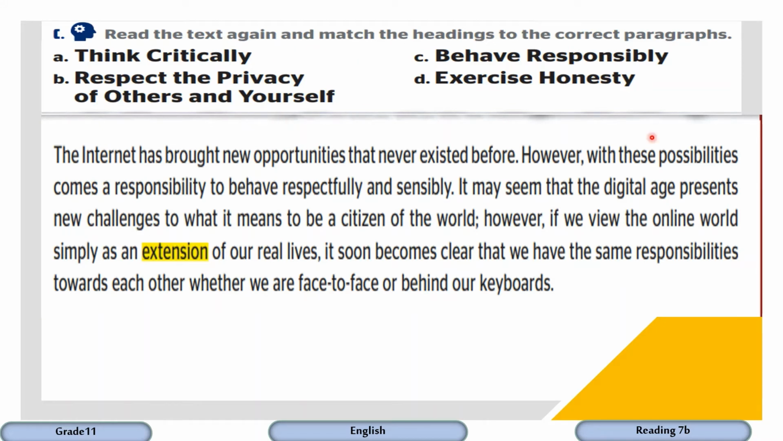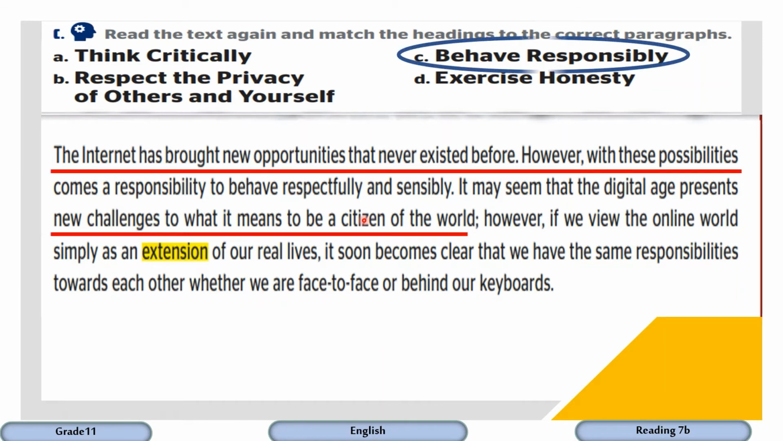All right, now going through the introduction, it's important to read the first topic sentence. The internet has brought new opportunities that never existed before. However, with these possibilities comes a responsibility to behave respectfully and sensibly. And of course, this is about behaving responsibly.